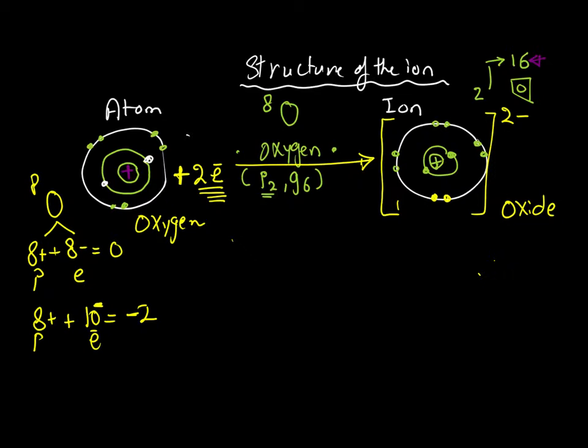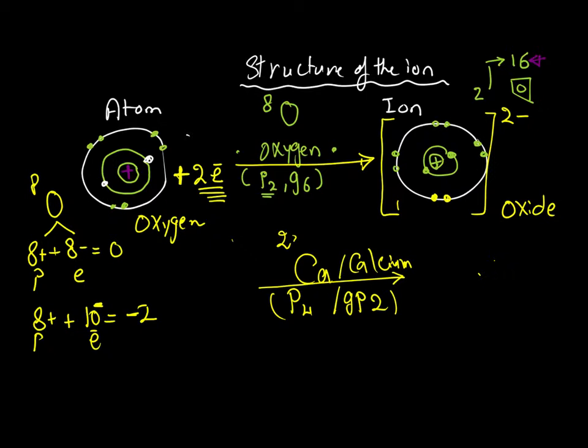Let's take another example from the metal group, calcium. Calcium, its atomic number is 20. It lies in period 4 and in group 2. Period 4 means there are 4 shells. So we have the nucleus, and the nucleus is surrounded by 4 shells. They all have electrons, while the outer shell only has 2 electrons.